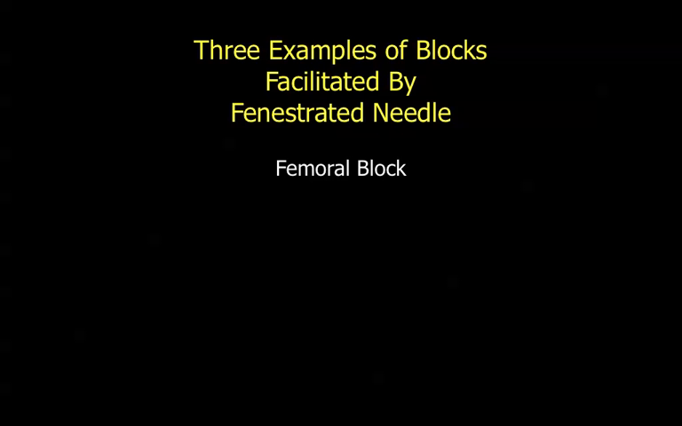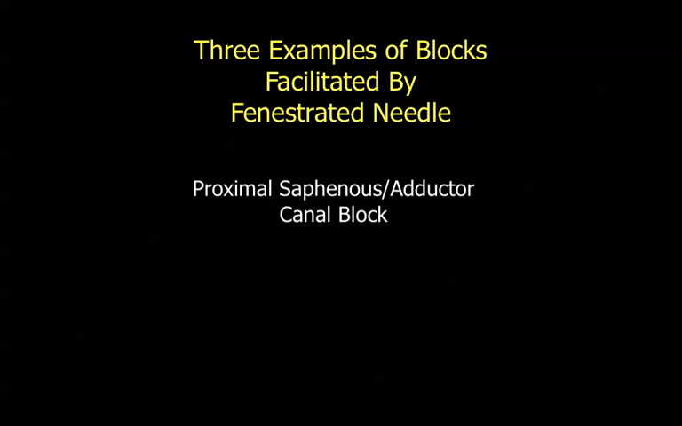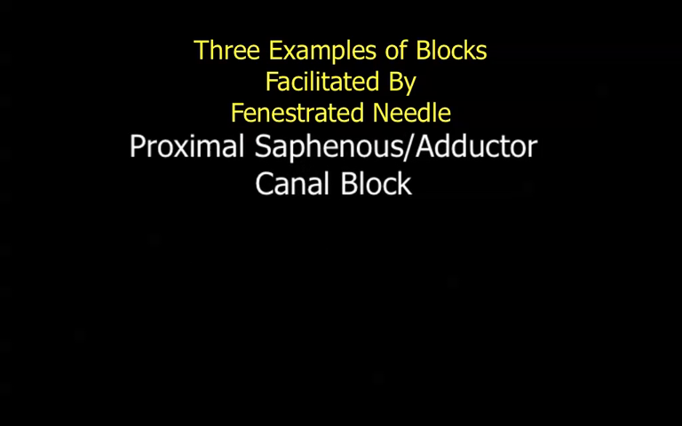There are three main blocks we'd like to talk about today that can be facilitated by the fenestrated needle, namely the femoral block, the sciatic nerve block at the popliteal fossa, and the proximal saphenous adductor canal block. In this brief video today, we're going to focus on the proximal saphenous adductor canal block.